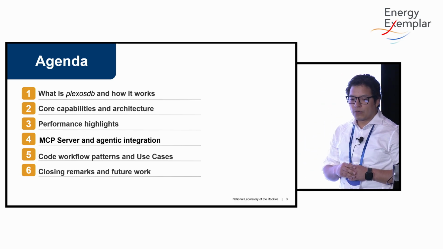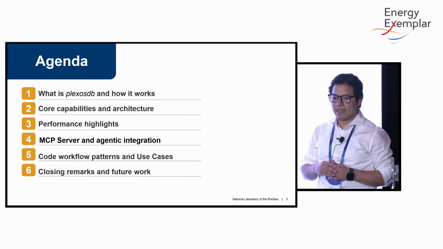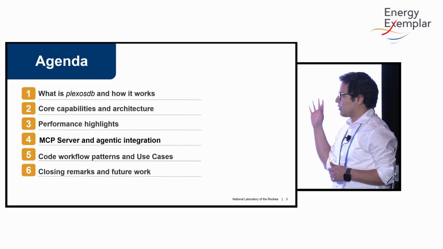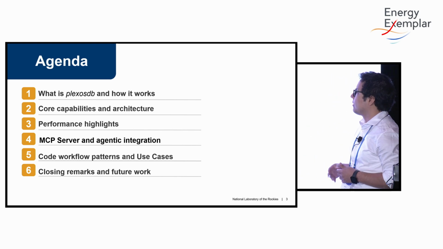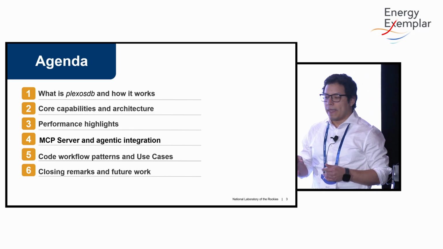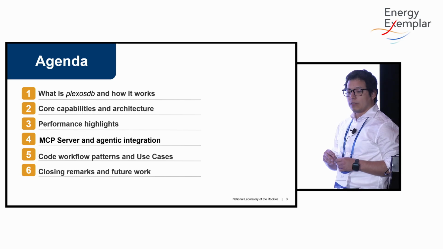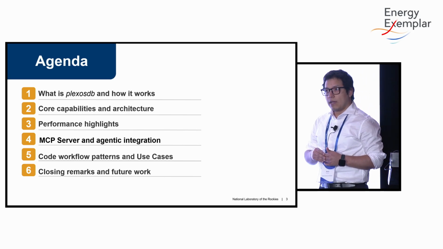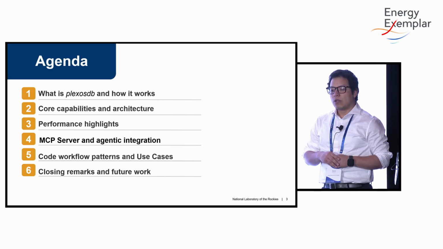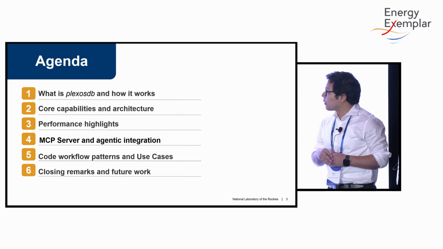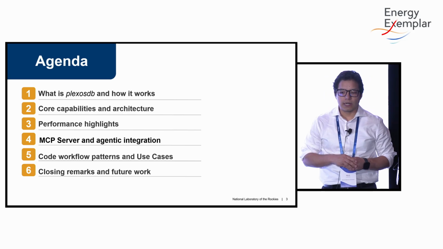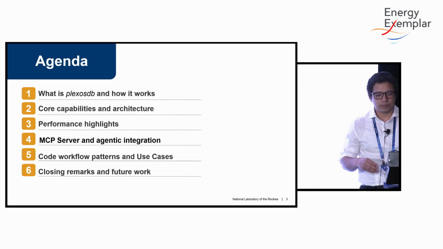And then, of course, we're not going to miss talking about AI for a bit. So we're going to describe a bit of the MCP server and agentic integration to our tools. Then we're going to describe some of the code workflow patterns and use cases we currently use across the lab, and some external requests we receive for developing these kinds of workflows. And then some closing remarks and future work regarding this tool.